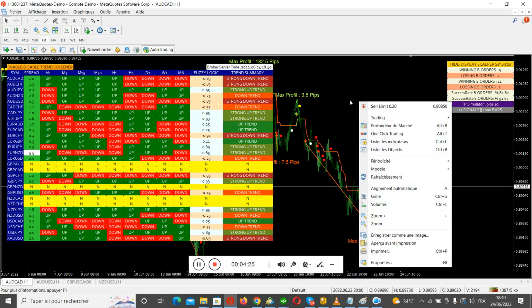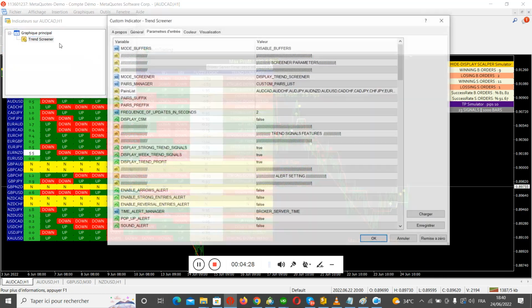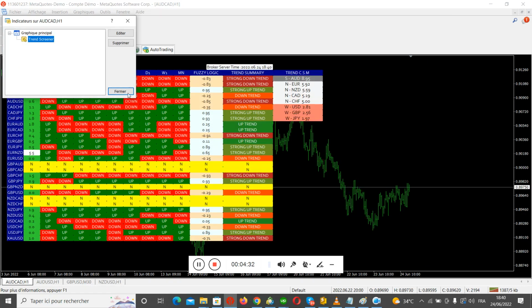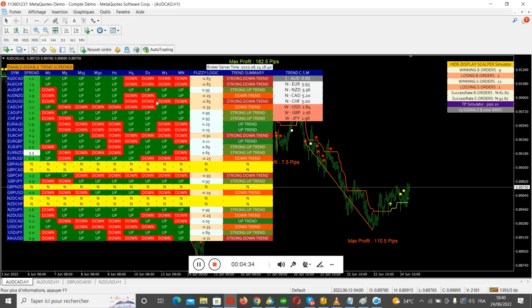Also, the indicator is providing a trend CSM that helps us identify the weak and strong currencies for intraday trading. The trend CSM indicates that today the strong currency is the Australian dollar. So here it's recommended to always buy, to own, the Australian dollar because it's a strong currency.